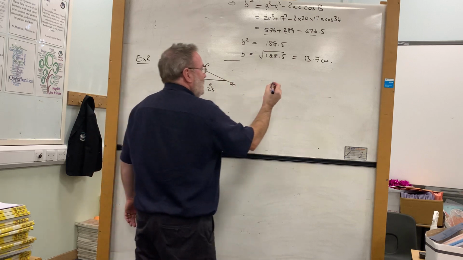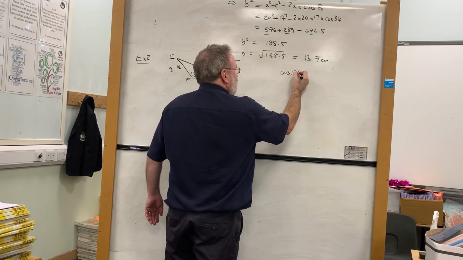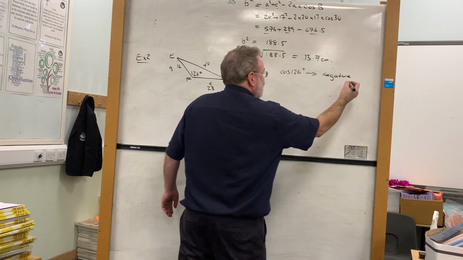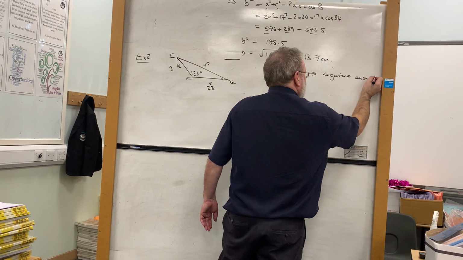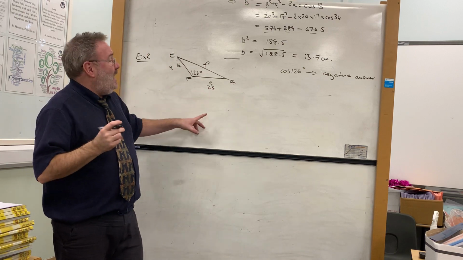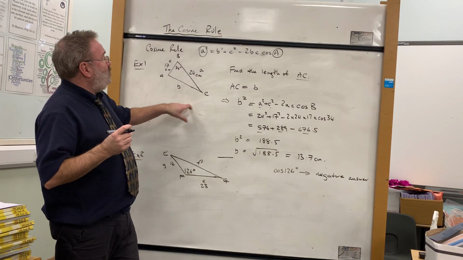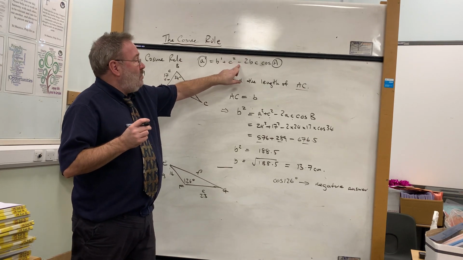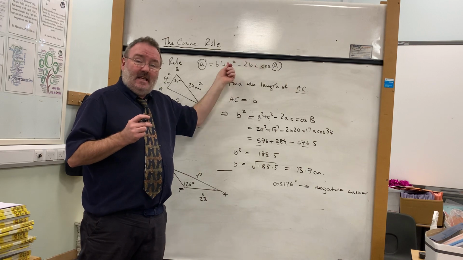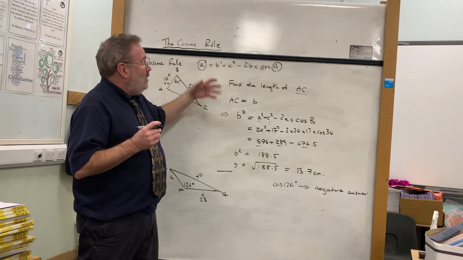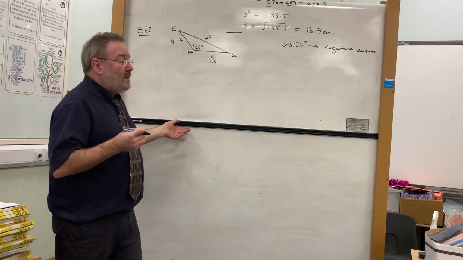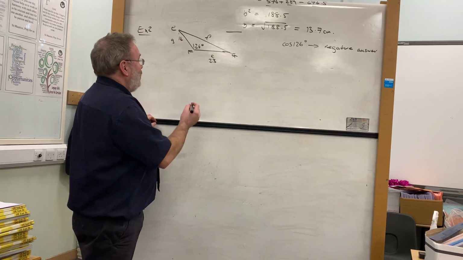Now the situation that comes up, cos of 126 will give you a negative answer. Check that in your calculator just now, it will give you a negative answer, and because you're aware of that, what happens is that when we use the cosine rule, this is going to be negative. Because that's negative as well, we're going to end up with an addition here instead of a subtraction, which means we're going to get a bigger answer than perhaps we might expect. So if we're looking for that in advance, we don't have the problem.